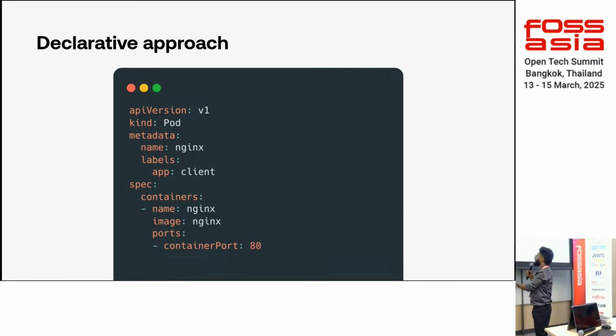Then there's a spec section. Under spec, we mention the container specification: the name of the image and what the image is. The image is basically the container we are going to use, and the port at which this nginx image is running.